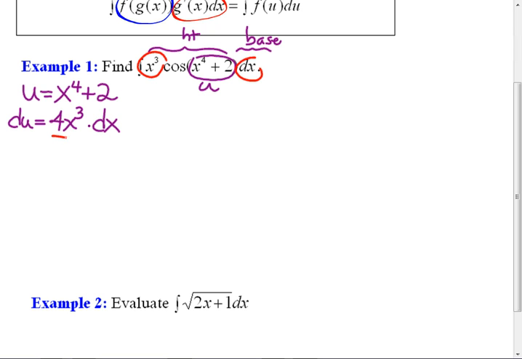So Eric says, why don't we divide this by 4? No, Eric's right. Okay, I will take x cubed dx and replace it with 1/4 of du. So I'm going to get 1/4.